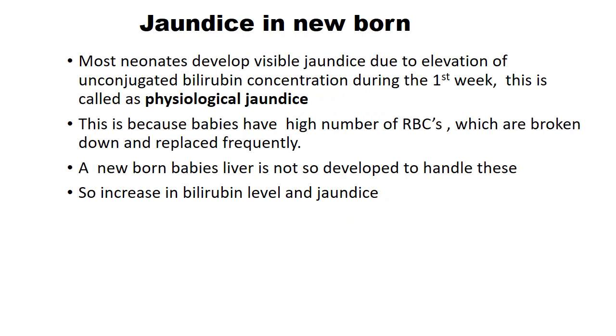One very frequent thing that we get in jaundice, apart from adults who have jaundice, is something which we see in newborns. Most neonates develop a visible jaundice due to elevation of unconjugated bilirubin concentration during the first week. This is called physiological jaundice.